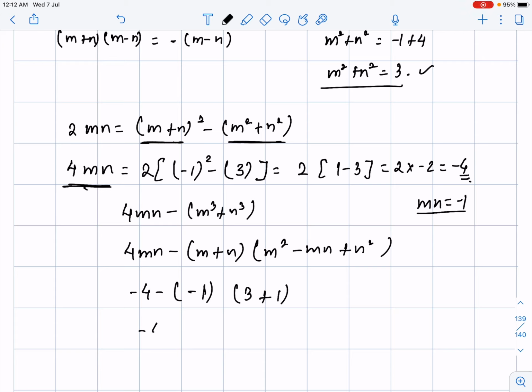So it will become -4 minus minus plus, it will become 4 times 4, that is 16 minus 4 will be the final value of this. Let me see it again. -1, this is -1 my dear students. So -4 plus 4 will be the final value, that is 0 will be the final answer for this question. Hope you guys understood it.